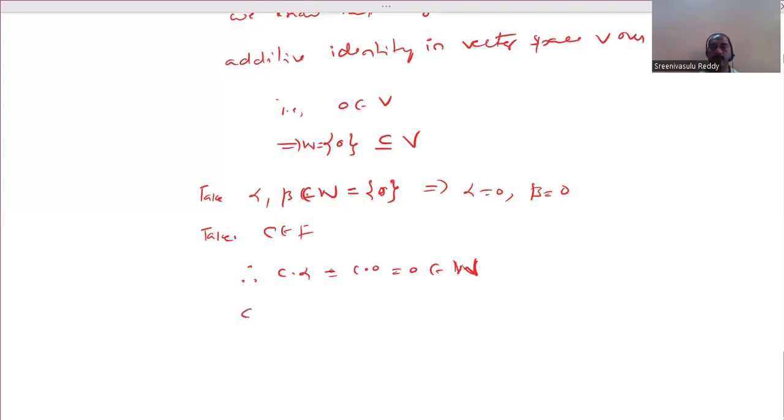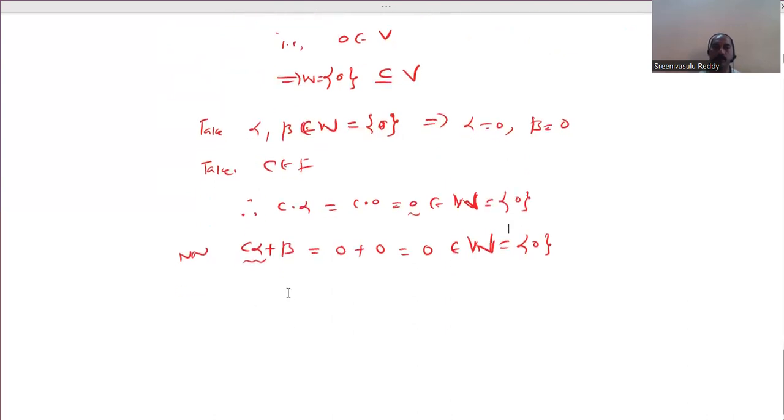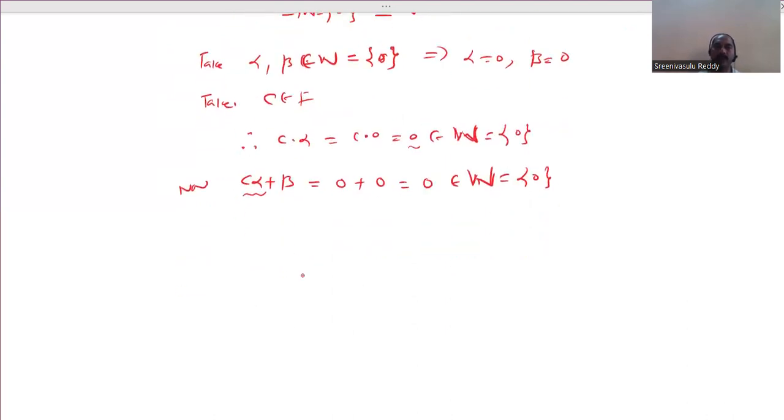Find the value of c alpha plus beta. We want to show that c alpha plus beta is in W. It means this value equals 0. c alpha is 0 by the above, plus beta value is 0. 0 plus 0 equals 0, which belongs to W. W is nothing but the singleton set {0}. So as per the previous theorem, c alpha plus beta is in W, therefore W equal to the singleton set {0} is a subspace of the vector space V.